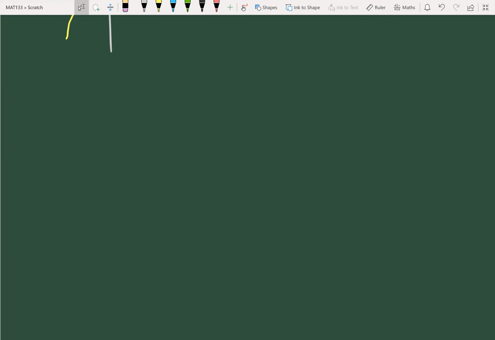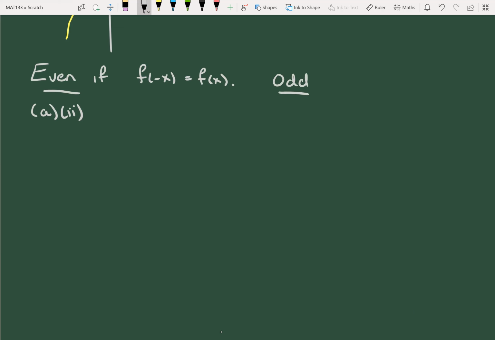Exactly, perfect. So, a function is even if f of negative x equals f of x. All right, so let's do A2. We'll do odd, or maybe we could, yeah, let's keep them both. You're right, let's keep them both in front of us because we don't know which is going to give us which. If f of negative x equals negative f of x, like that.